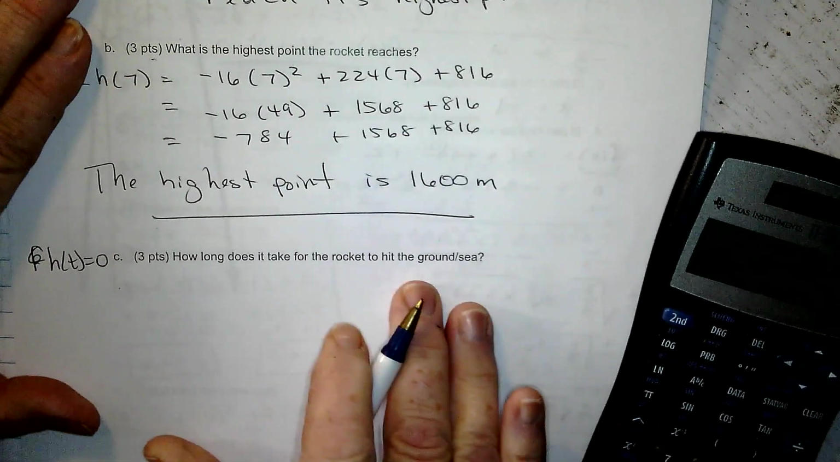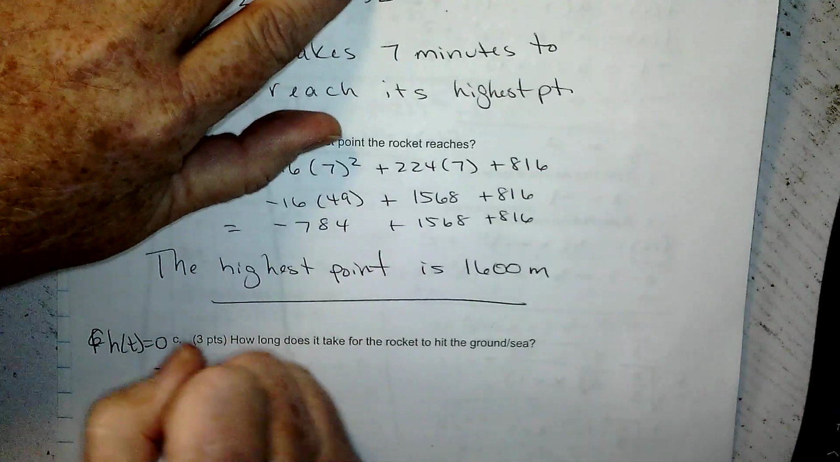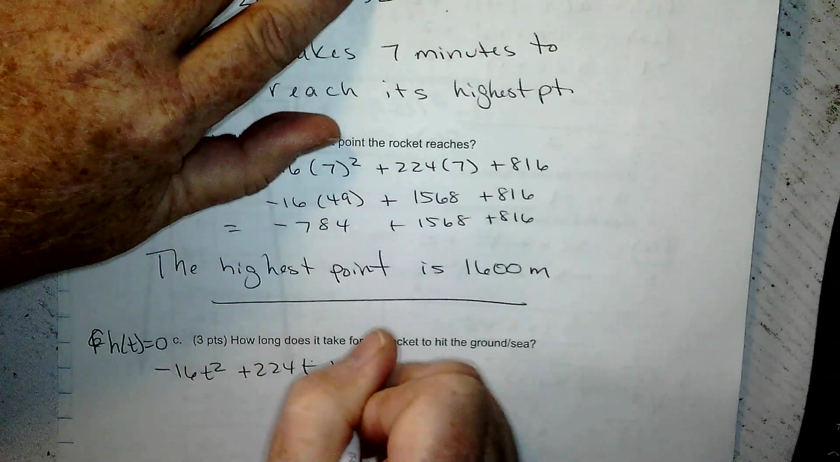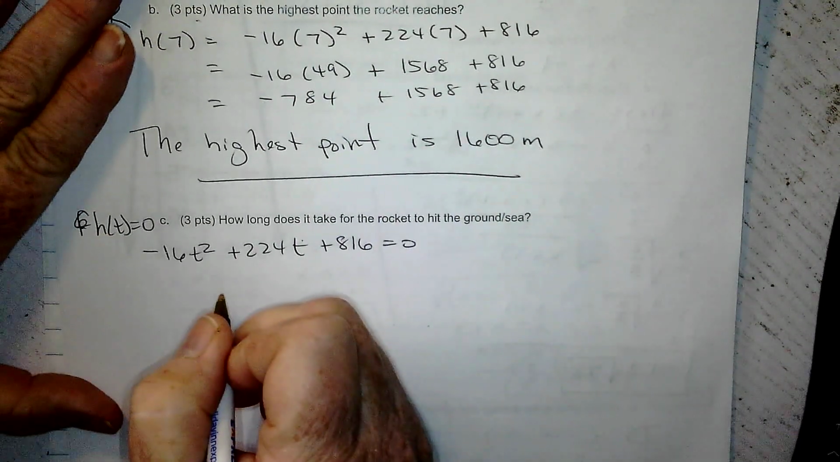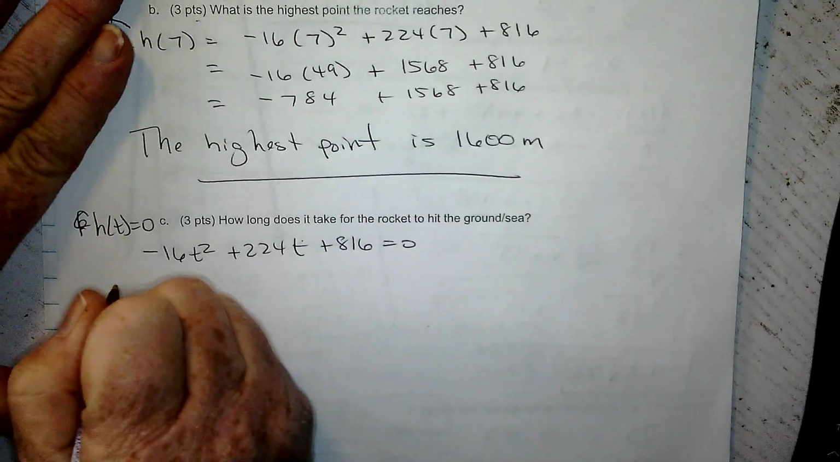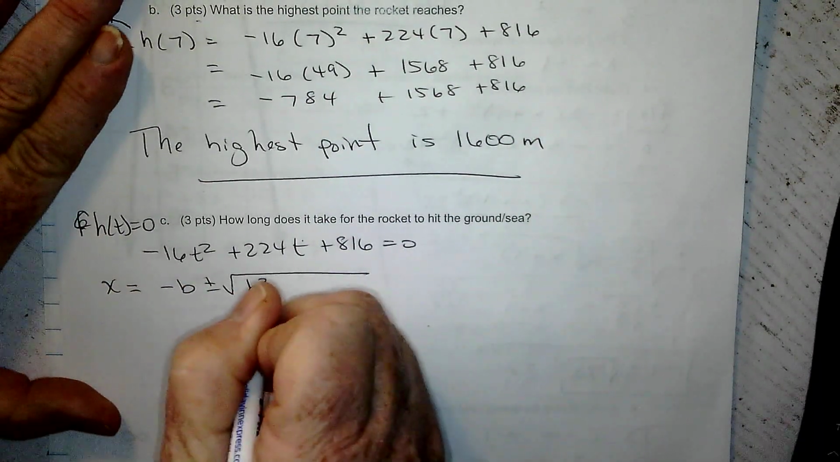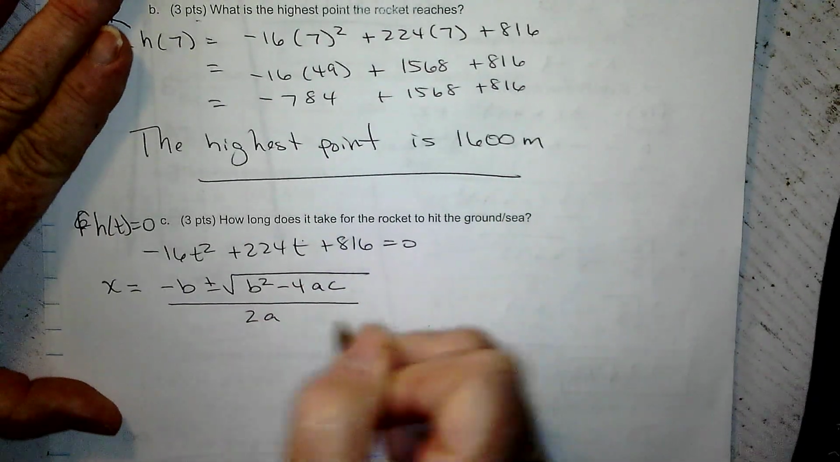How long does it take the rocket to hit the ground? Well, we need to take the function and let it equal 0 and find the zeros. Negative 16t squared plus 224t plus 816 is equal to 0. I am using the quadratic. I'm not doing anything else because that's just crazy. I could figure it out, but I don't know if I could or not. I'm just going to go with quadratic. So if you don't know it, it's x equals negative b plus or minus the square root of b squared minus 4ac, all of this over 2a.